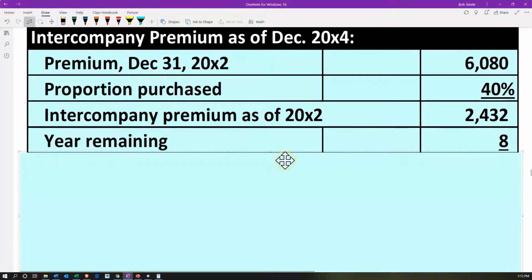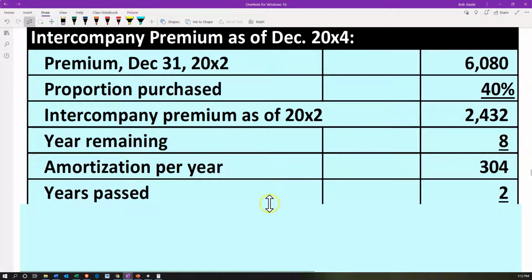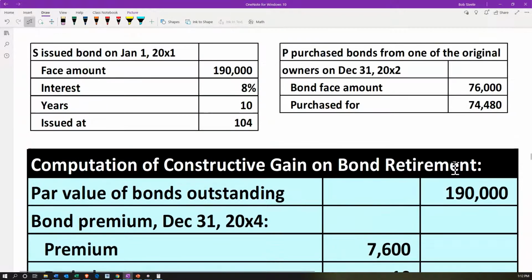We're going to divide that 2,432 by the same number of periods at the point in time that P purchased these, because they purchased it 2 years into the 10-year time period. So that's going to be 8 periods. We'll take the 2,432 divided by the 8 periods. That's going to be 304 per year. Two years have passed since P made the purchase, which they made in 2000X2.